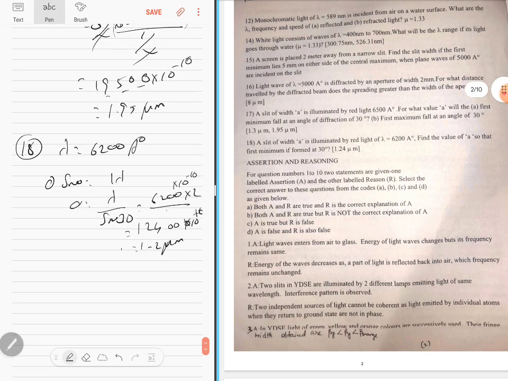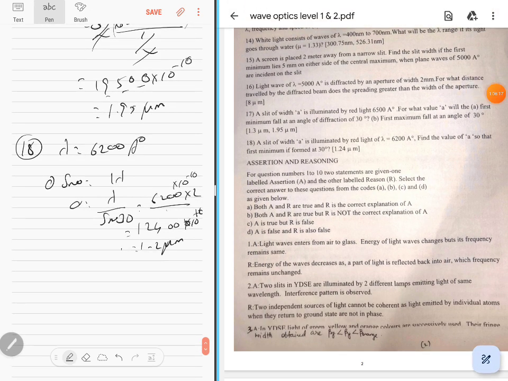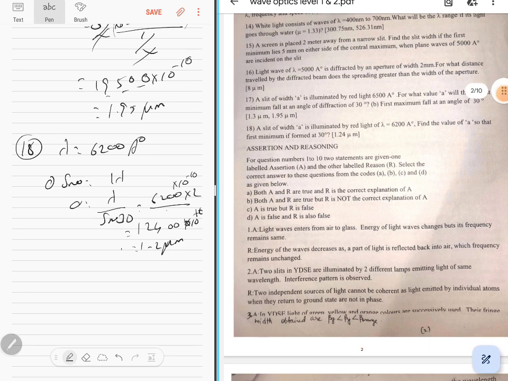So let's go to assertion and reasoning. I hope it's recording. Yes. So let's go to assertion reasoning.